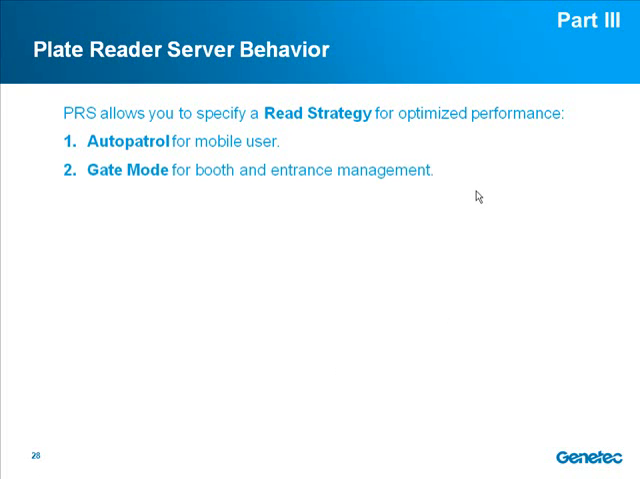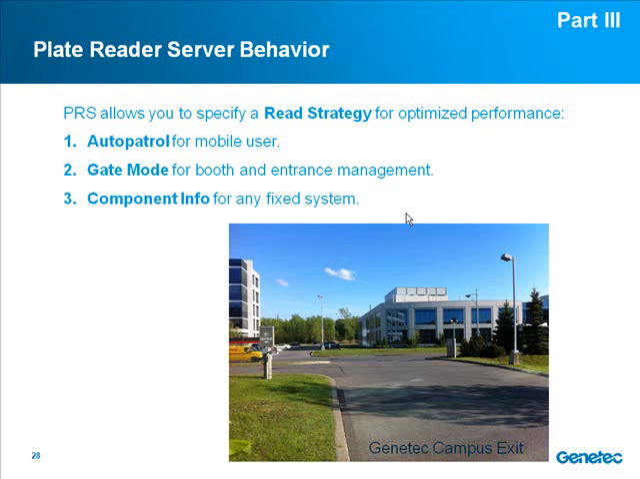Typically, the gate mode is used for any situation where the cars may stop in front of the camera, such as a parking booth or anywhere the entrance is managed by a guard or card system, for example. The component info is used for fixed systems in general, and is more likely used when cars are passing the cameras without stopping. One of the most common questions we get is whether the camera should be set to gate mode or the generic component info. So let's take a look at that with a real-world example.